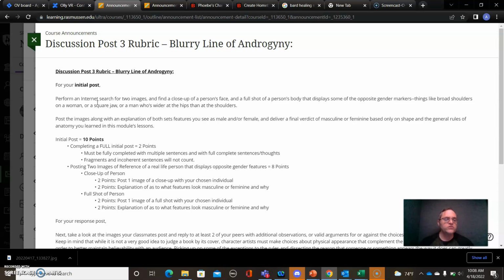So for the close-up, post one image of a close-up of your chosen individual, and I'd like you to have a paragraph of explanation as to what features look masculine or feminine that are opposite from the main gender itself. That's really the big thing. And you're going to do a full shot of the same person or somebody else. It's up to you. There's no difference. And then for your reply post, I'd like you to agree or disagree. Add your arguments of debate with your other classmate and see how that works. That'd be good. Very cool.